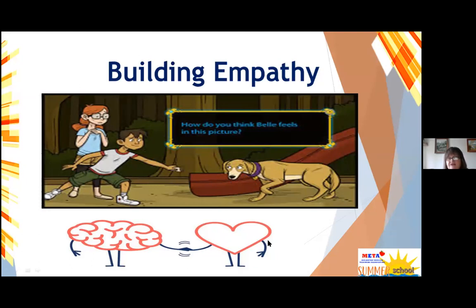So what do I actually mean by this picture? It's when our heart and our brain go hand in hand, right? We do what we feel, but at the same time, we are trying to be safe.